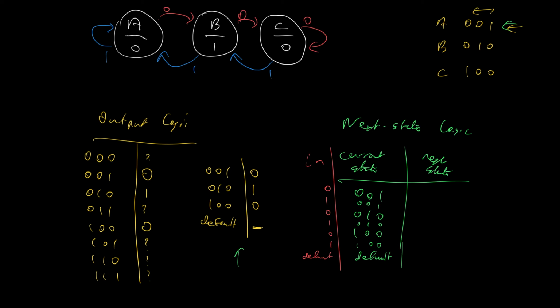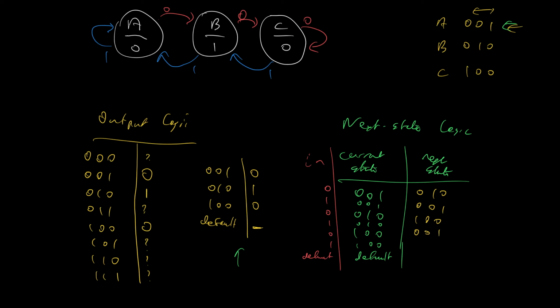So I simply write in here 0, 1, 0. If the input were a 1 and I'm in state A, then my next state is going to be state A as well, which is 0, 0, 1. So I write over here 0, 0, 1. And then we repeat 4 more times. If I'm in state B and the input's a 0, I go to state C, and state C is 1, 0, 0. If I'm in state B and the input's a 1, I go to state A, which is 0, 0, 1.